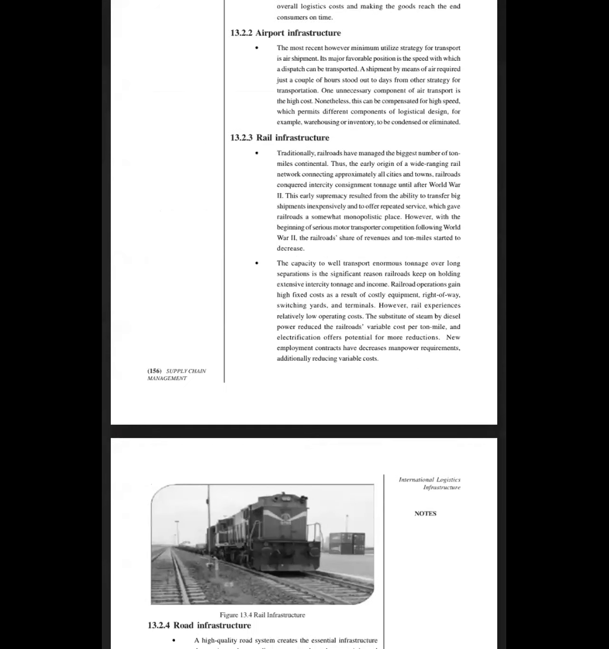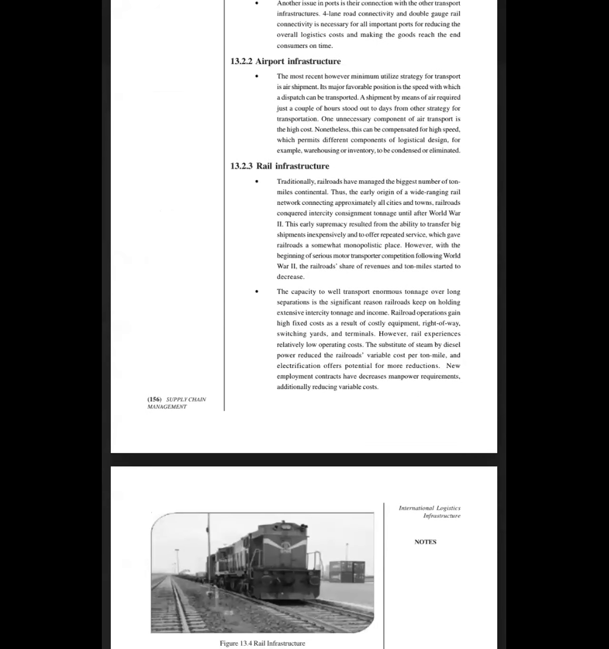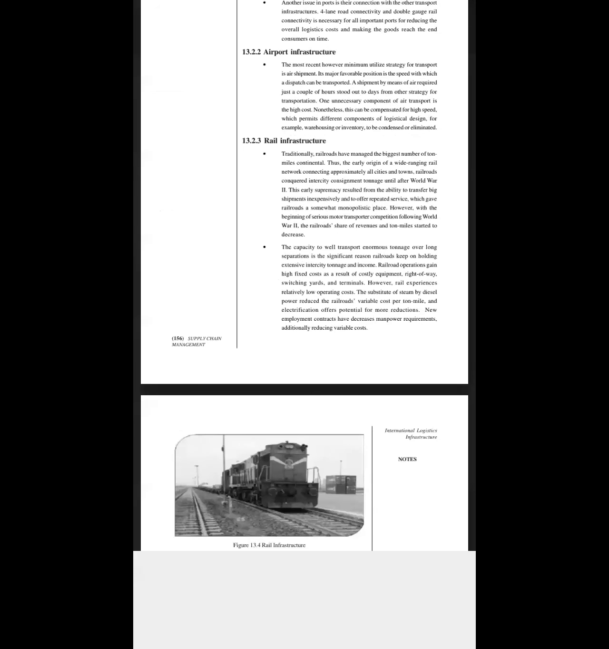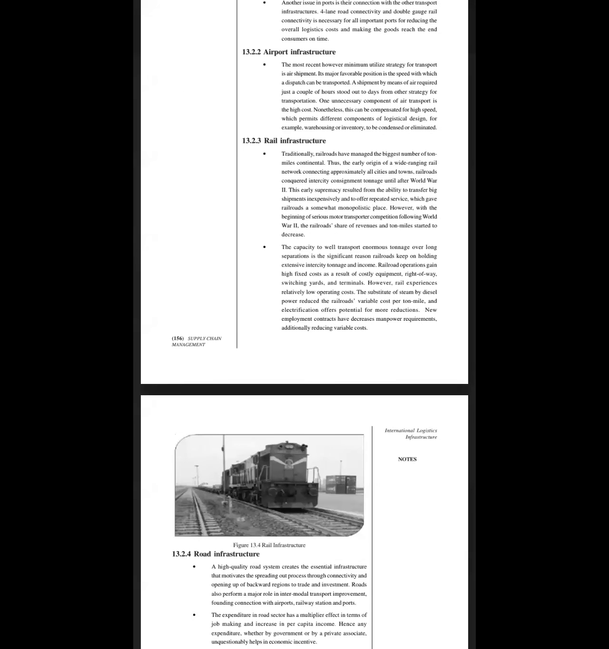See, in the international infrastructure, they have given the example of airport infrastructure. Okay, the most recent, however, minimum utilized strategy for transportation is air shipment. The major favorable position is the speed with which the dispatch can be transported. Air transport is a transport area where you can dispatch your goods very effectively, and you can get the goods to the client very easily and in less time.